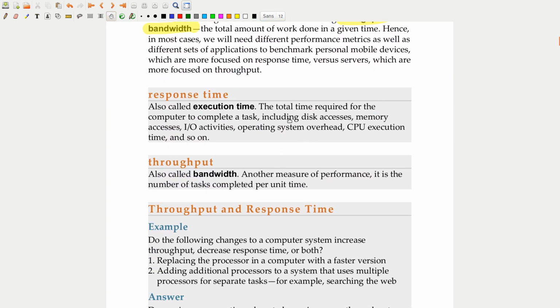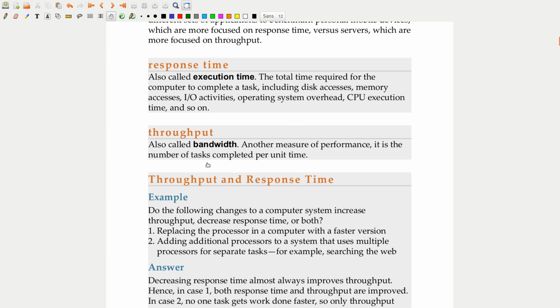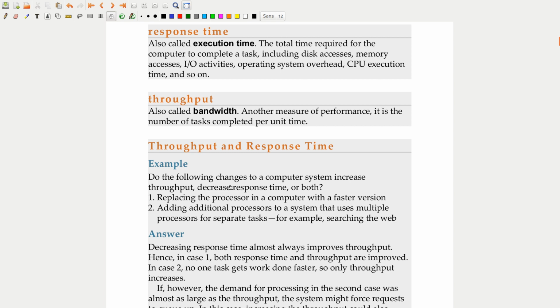So here we go, execution time. That's completing a task completely, so disk access, memory access, I/O, OS overhead, CPU execution time. Bandwidth means it's just a measure of performance. It's the number of tasks completed per unit time.